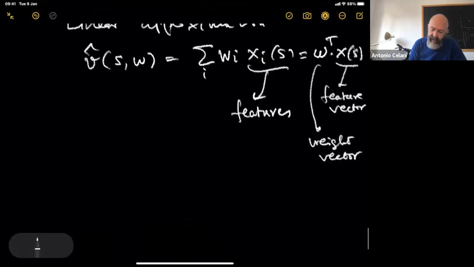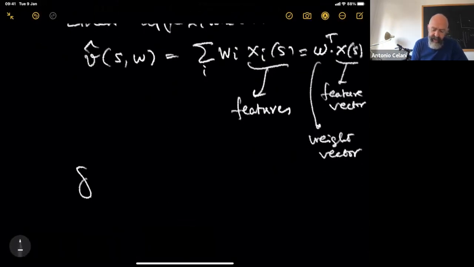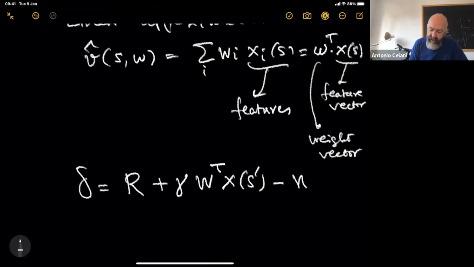So what does the temporal difference error look like? Well, it's the reward that you get, plus gamma, the value function in the new state for that weight. So it's going to be w transpose x of s prime minus the current value function, which is w transpose x of s. So it's very easy to construct the temporal difference error. You just have for the current weight to multiply times the feature vector for your current state, multiply times the feature vector for your new state, and then take this combination.